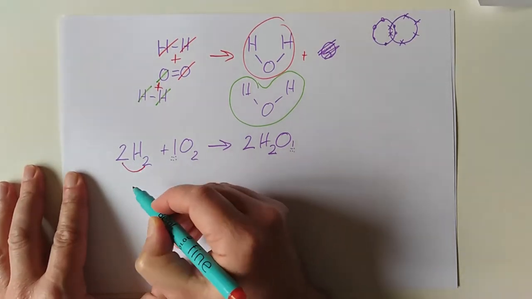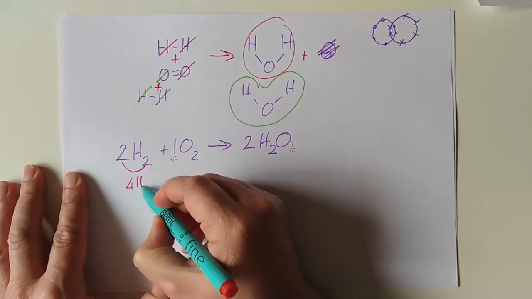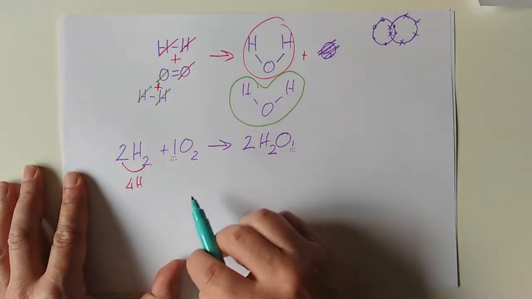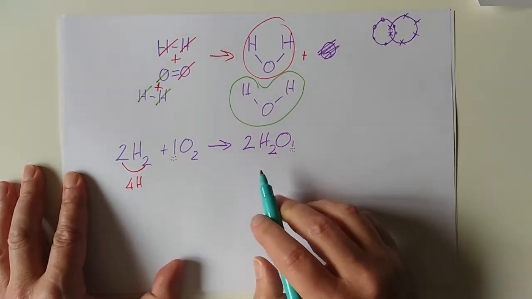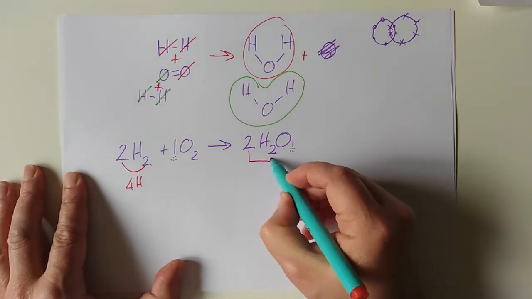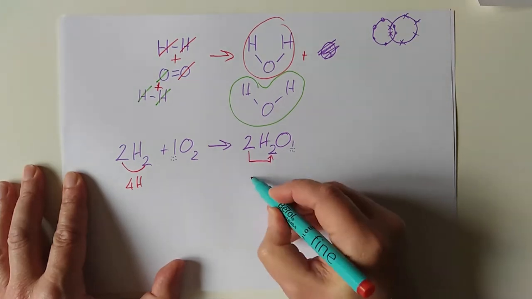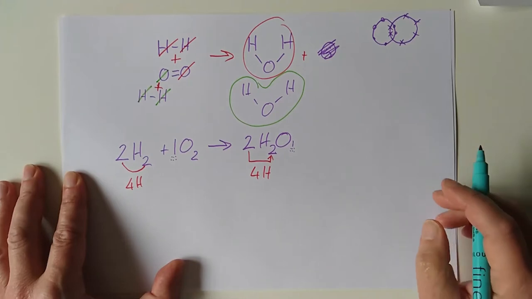So 2 times 2 means you have got 4 hydrogen atoms on this side of the arrow. And over here on this side of the arrow, we have got 2 times 2, which is 4 hydrogen atoms. Excellent. Happy face time.